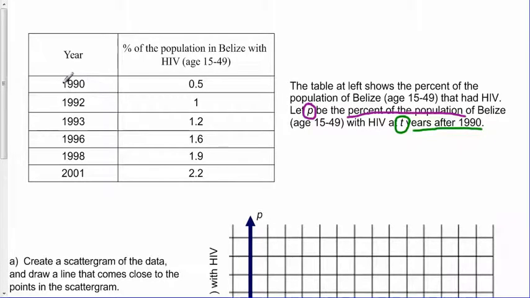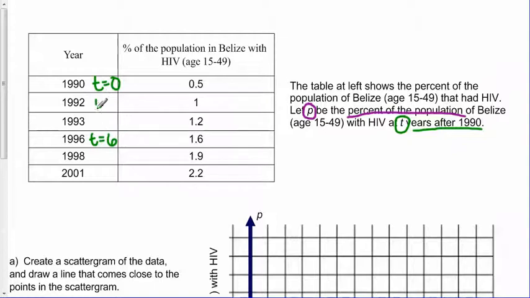So we're not going to actually use the numbers 1990, 1992, 1996, that kind of thing. We're going to be considering those years and how many years they are since 1990. So for example, for 1990, that's 0 years since 1990, so T would equal 0. If we were to look at 1996, that's 6 years after 1990, so that one would be T equals 6.